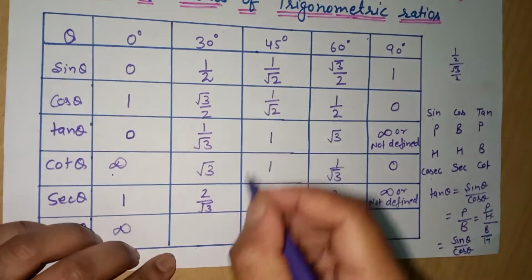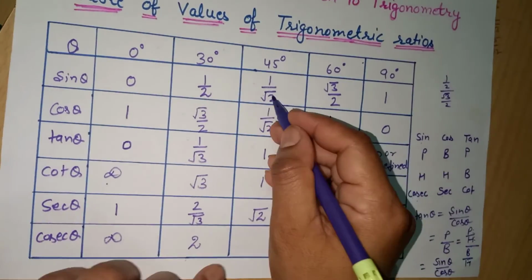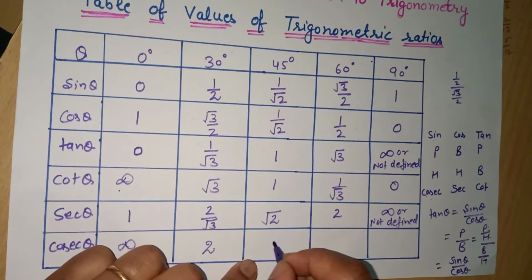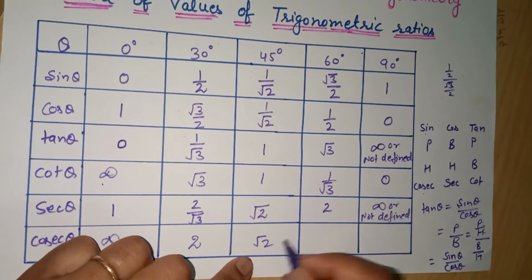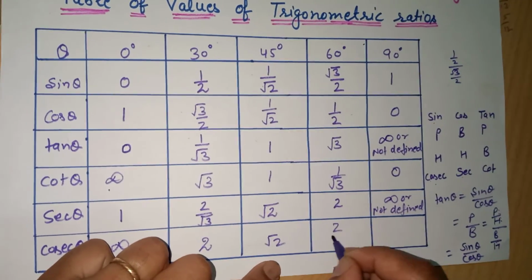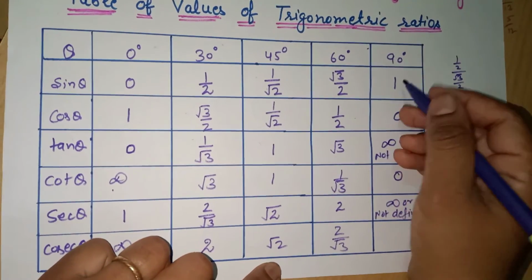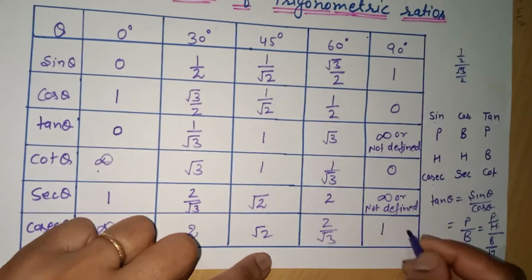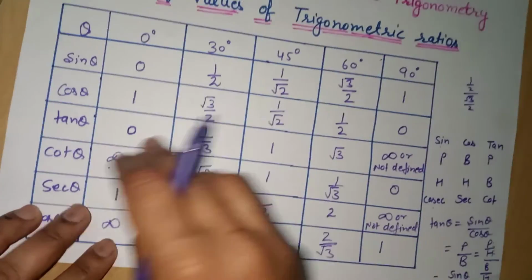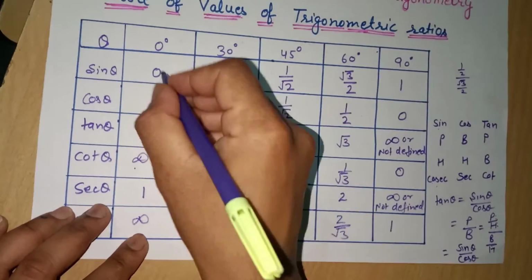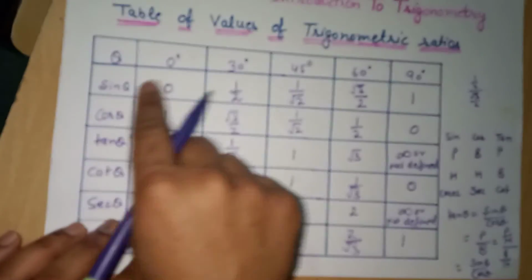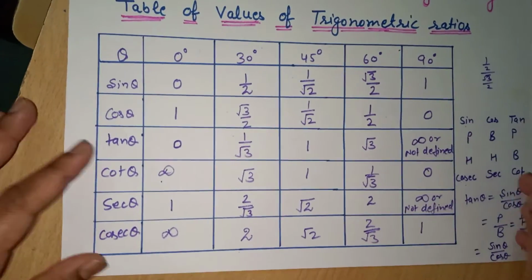And inverse of 1 by 2 is 2. Inverse of 1 by square root of 2 is equal to 2, and inverse of square root of 3 upon 2 is 2 by under root 3, and inverse of 1 is 1. So you can see how easily we have written the whole table by just remembering the first line, the value of sin theta for different angles.